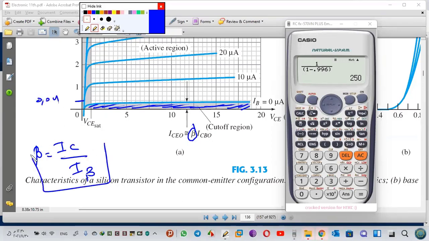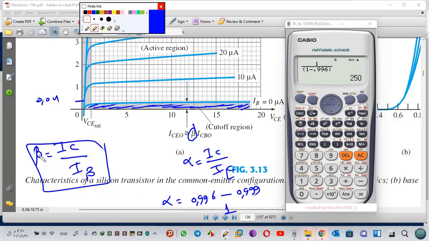That drives me to explain another factor. We studied alpha. It is IC over IE, and alpha is a value between 0.996 to 0.999. Maximum is 1. We have here beta: output current over input current. What is the value here? It's 250, from 250 to 400 or 500.